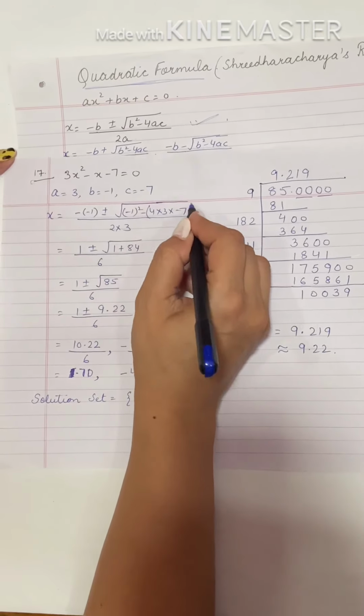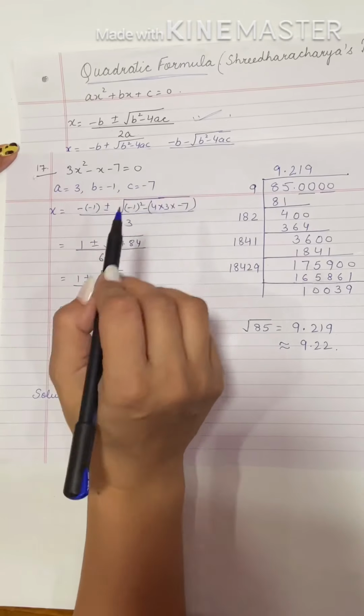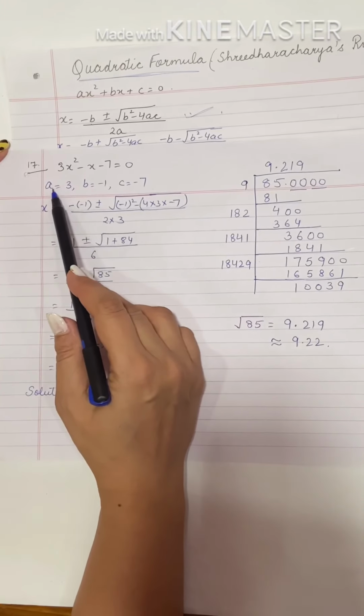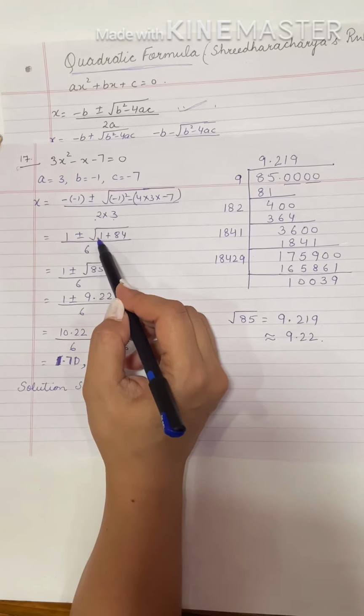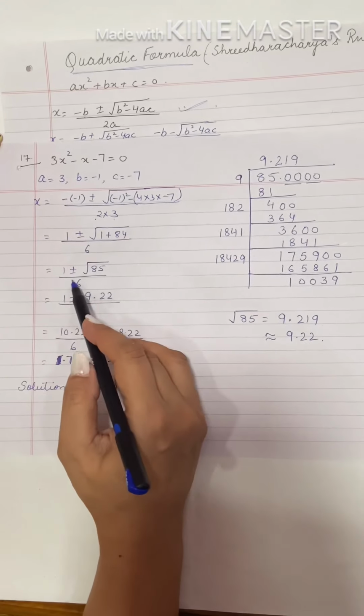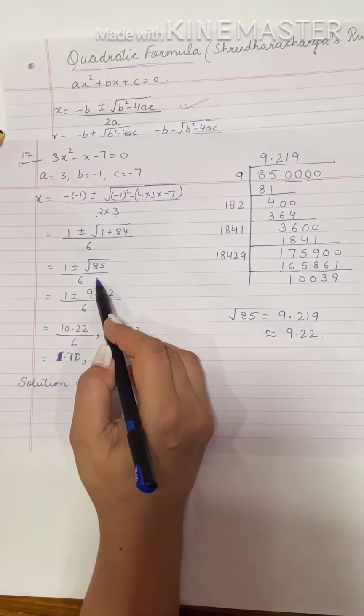Students, take care, you need to take the proper sign. If you miss the sign, the question will be wrong. Upon 2a, it will be 2 into 3. So this is 1 plus minus square root of 1 plus 84 upon 6. 1 plus minus square root of 85 upon 6.